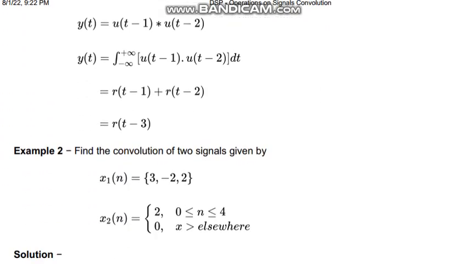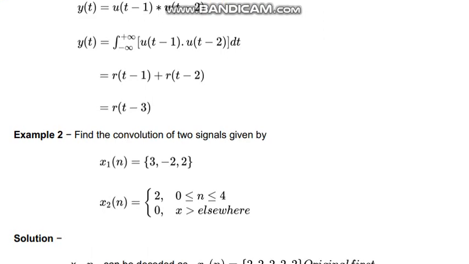That is y(t) is equal to u(t-1) convolved with u(t-2). And by the convolution theory, as you can see here, there is the integration of u(t-1) into u(t-2) dt, and after integration we will get r(t-1) and r(t-2), these two functions, and it will be a totally delayed function. As you know, by the property of convolution, the total delay will be added here. So t minus 1 plus 2 is equal to t minus 3.